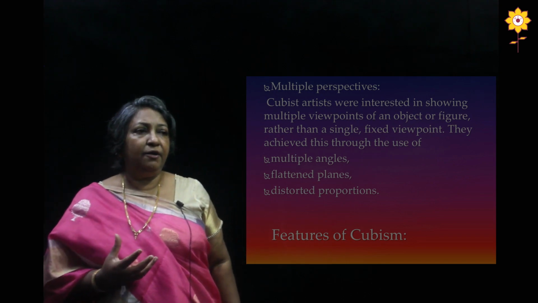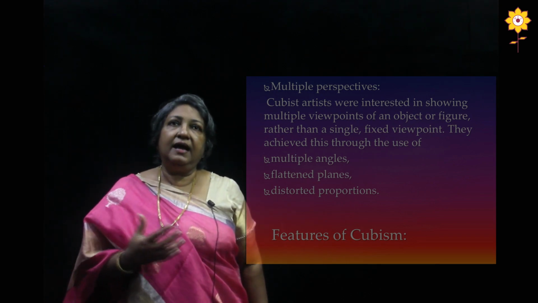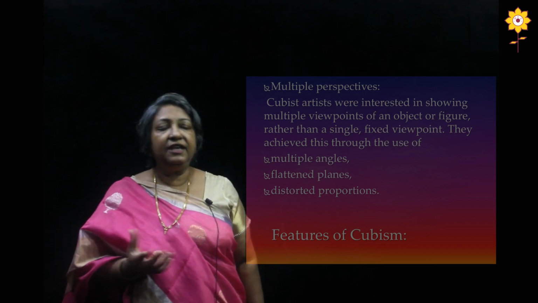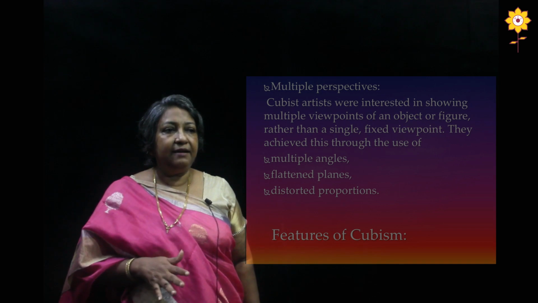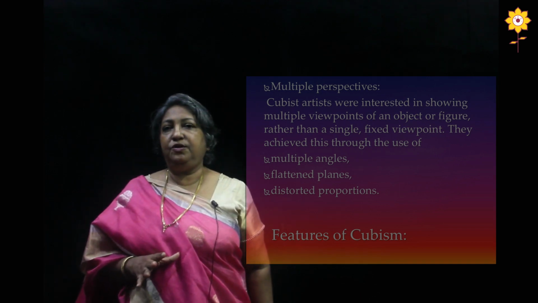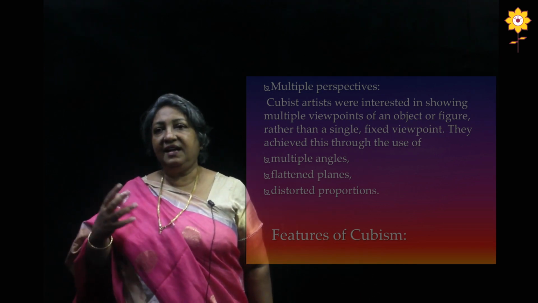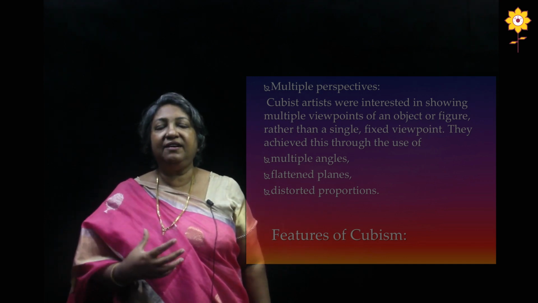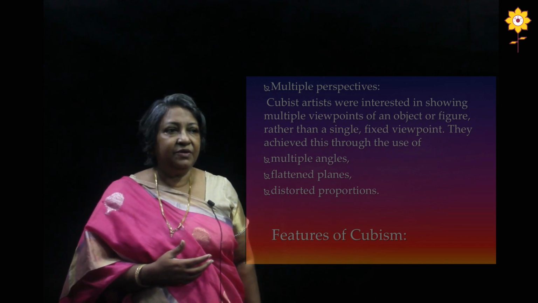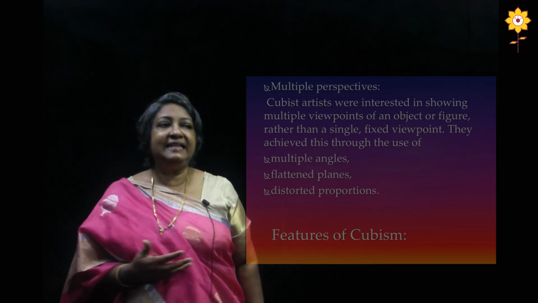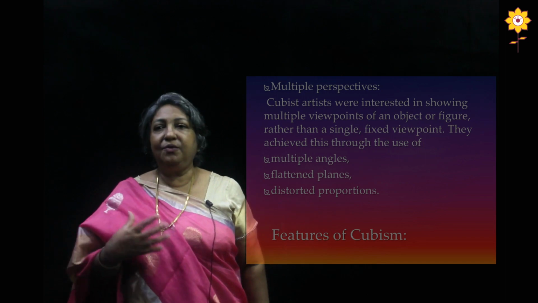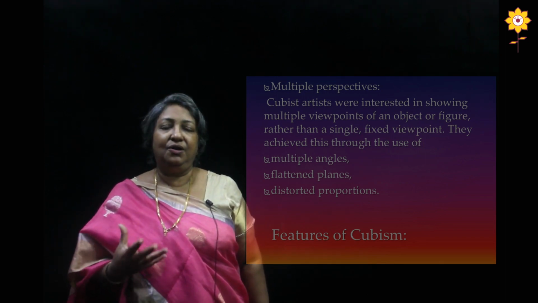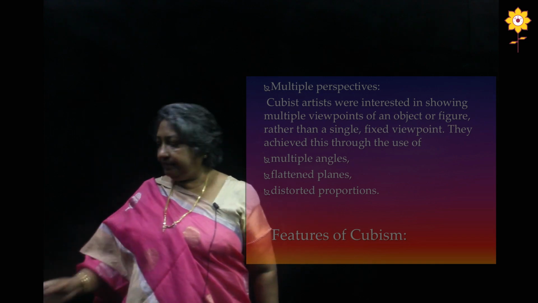So from different viewpoints. Usually in other art forms you see it from one viewpoint or from one plane. Here they use multiple angles, flattened planes and distorted proportions so as to give the viewer a multiple perspective about the same picture. It is as though looking at it from different angles. So there is more than one single viewpoint and more than one single plane on which the artist is trying to express himself.